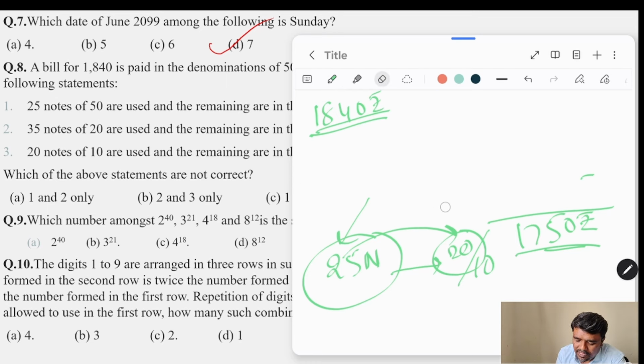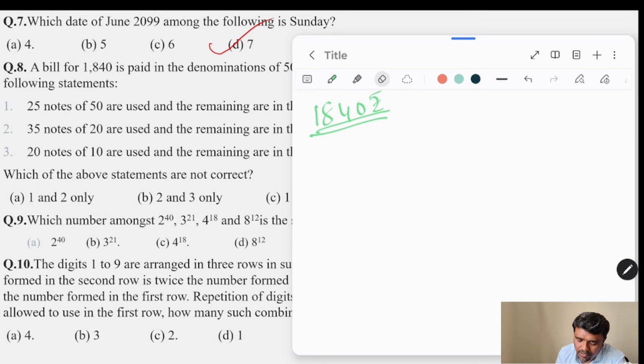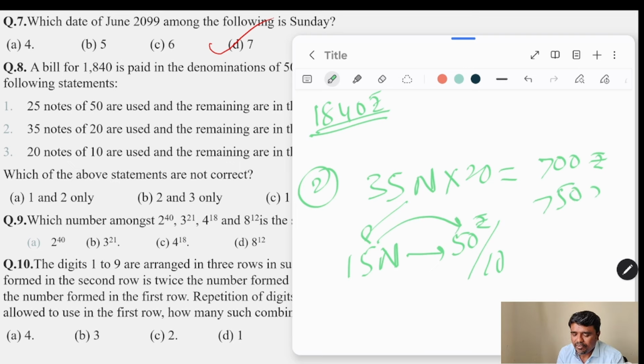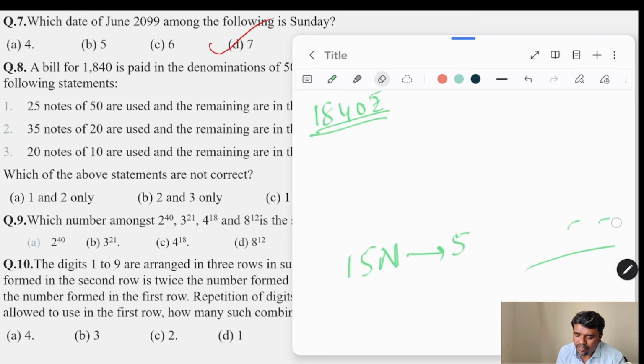You got the logic? Similarly we can do the second statement also. Second statement, 35 notes of 20 rupees. 20 rupees means this is 700 rupees. Remaining 15 notes are there, either 50 rupees notes or 10 rupees notes. Once again, if I assume all are 50 rupees notes, which is equal to 750, that means the maximum possibility is 1450. But I have to get 1840. So that's also not possible. So the second statement is also wrong.